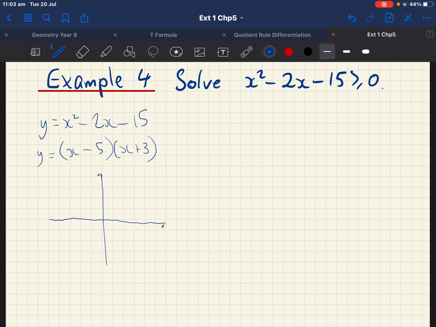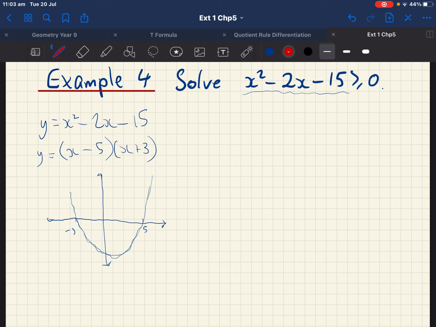It doesn't need to be super neat, right? There's no marks for the sketch. This is just part of our working out to get the solutions. But we have an x-intercept at 5 and -3. So it's some sort of parabola that looks like this. And we're trying to find, the inequation says, when is this parabola greater than 0? So when is this parabola greater than 0?